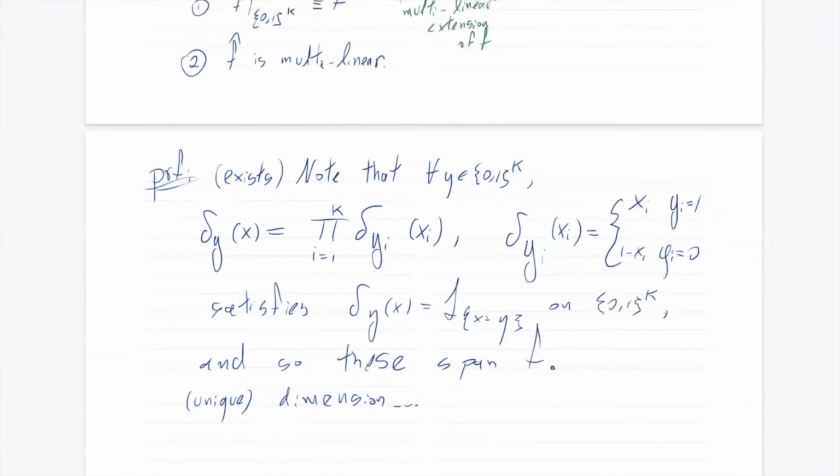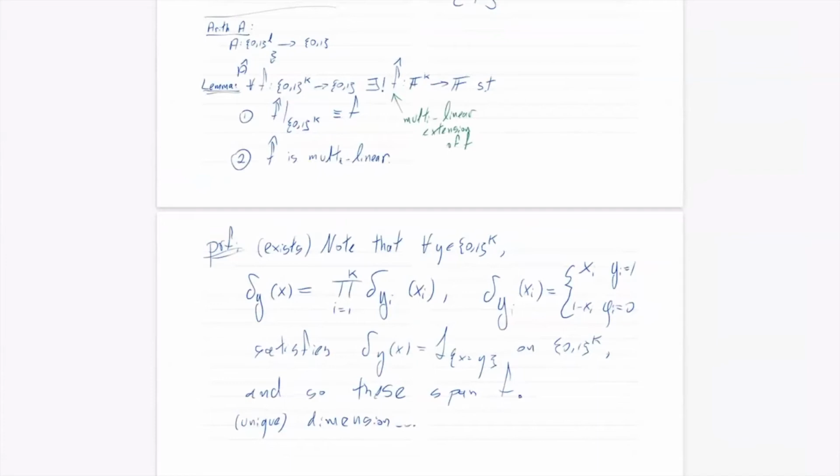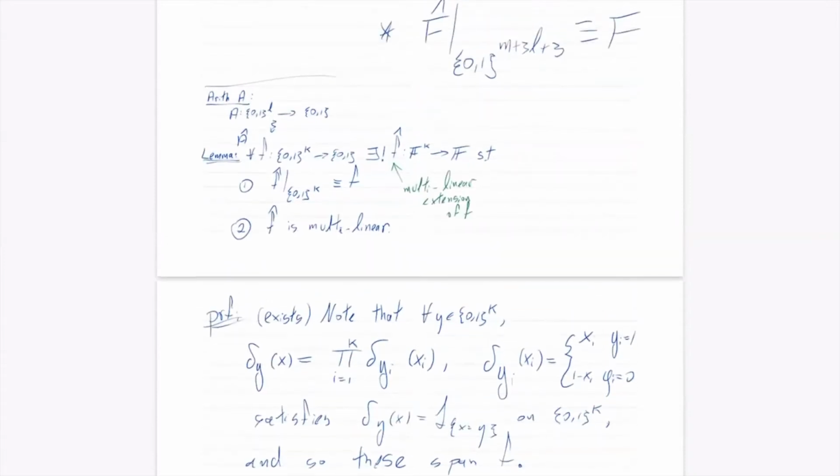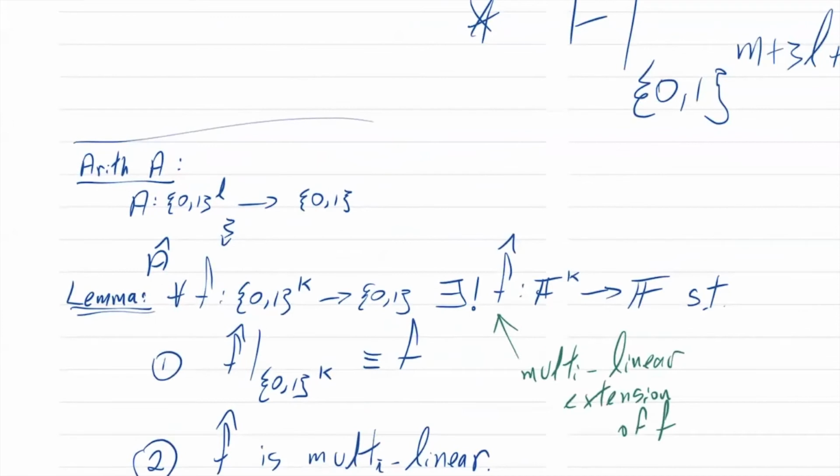Okay, so now I have this lemma which says that there is a unique multilinear extension, and now given A, well, now I know how to get A prime from A. A prime will be a function from F to the L to F that agrees with A on all the Boolean inputs and is a multilinear polynomial.